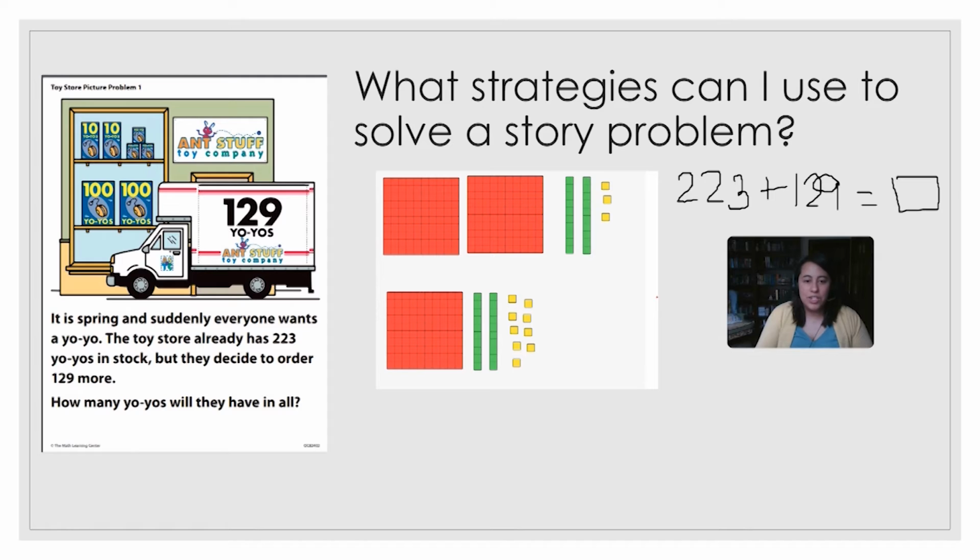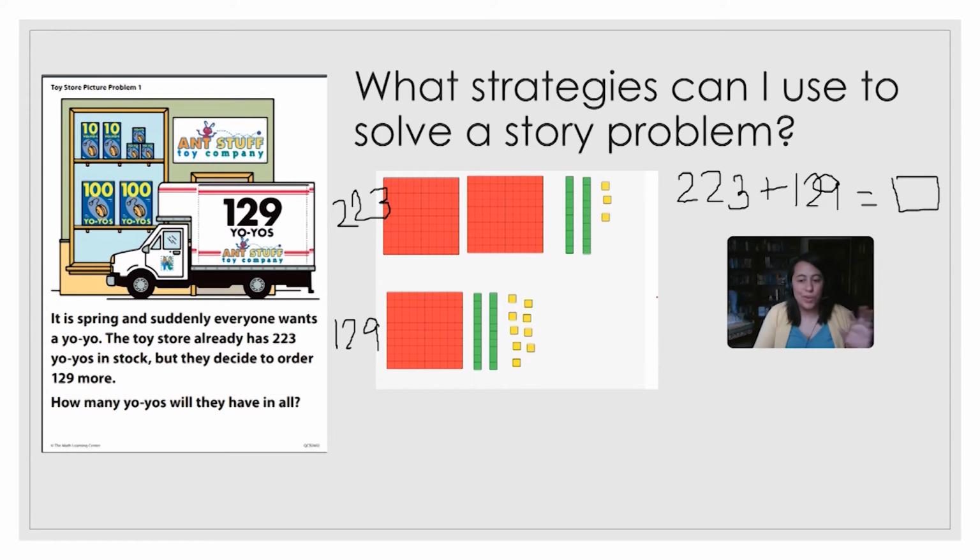So in my picture, I've made 223 up here, and I've made 129 down here. I made them separately so that I could make sure that I had both numbers right, and now I'm going to start trying to put them together. So I see 300s to start, so I know that there's 300 here.